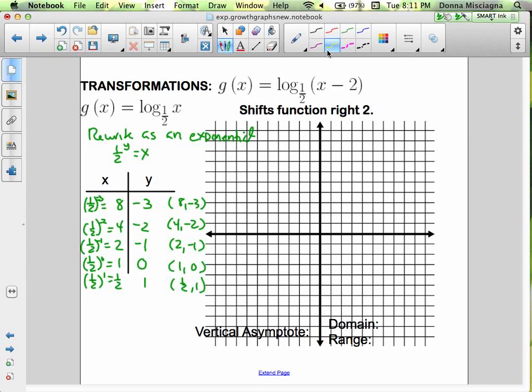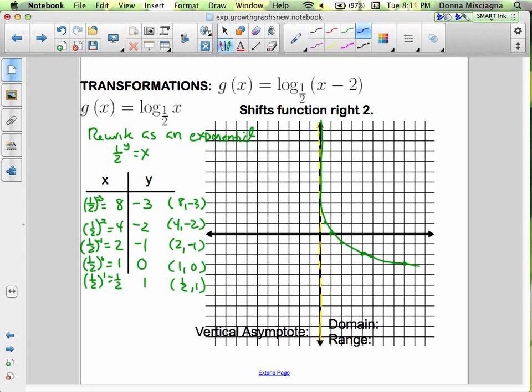Again, here is where our vertical asymptote is right now on our base graph. So we're graphing the points 8, -3, so 1, 2, 3, 4, 5, 6, 7, 8, -3, and 4, -2, and 2, -1, 1, 0, and 1/2, 1. So it decreases. Anytime it's decay, it's going to be decreasing.